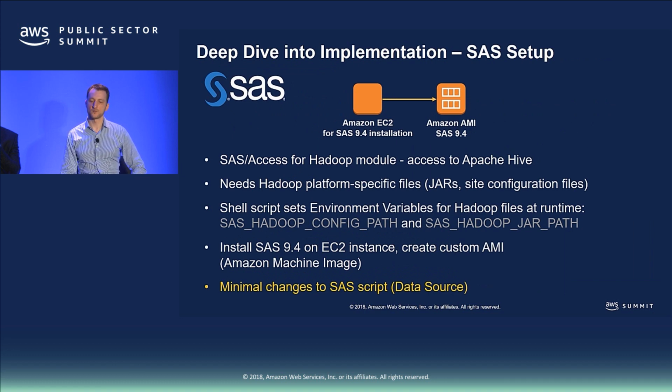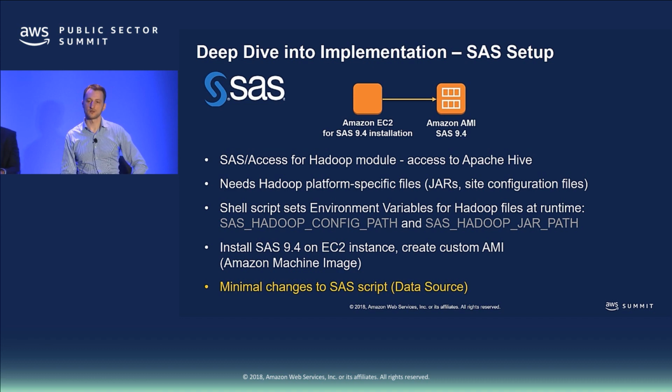And speaking of SAS, we used the Hadoop module, SAS access for Hadoop module to access Hive. It needs Hadoop platform-specific files, such as jar files and site files. And since we had two platforms, we had two sets of those files on SAS. And we needed to use environmental variables that you see on the screen to point to either one set of files or the other to tell SAS which platform we're going to use for this execution.